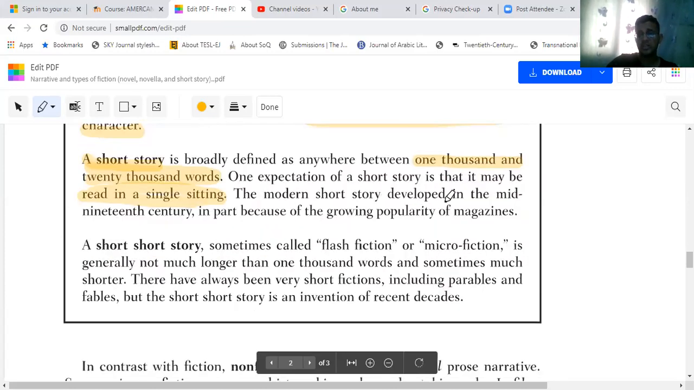The modern short story developed in the mid-19th century, in part because of the growing popularity of magazines. And this is very important, because in magazines, you cannot put a story of 40,000 words or 100,000 words. You need something short to include in a magazine. So in this case, they invented something new, the short story, to include it in the magazines in the mid-19th century. And that's why we have the short story.